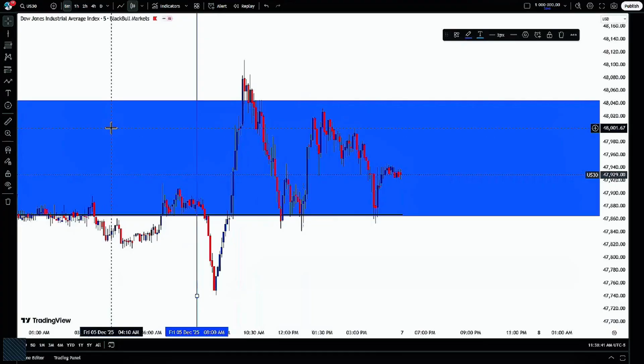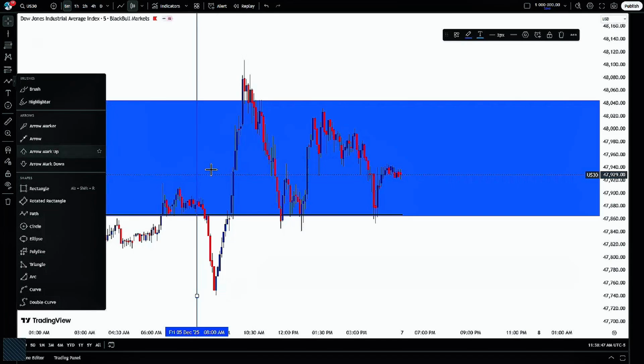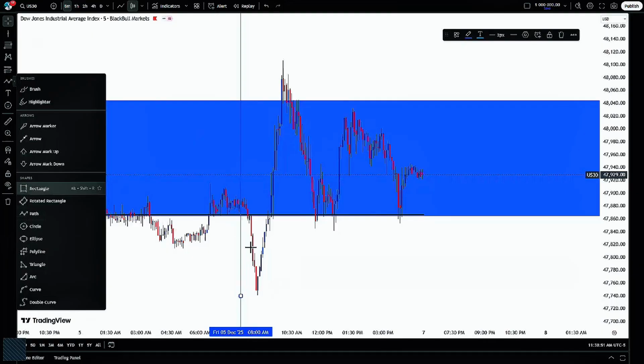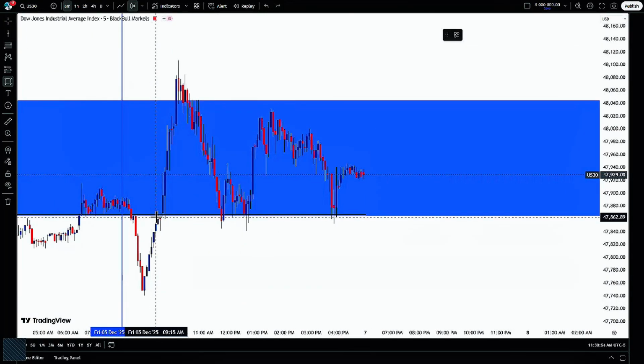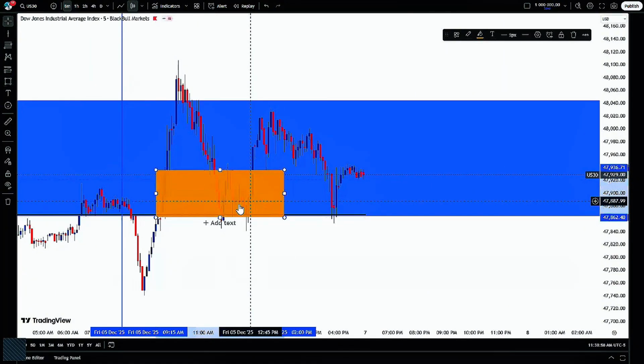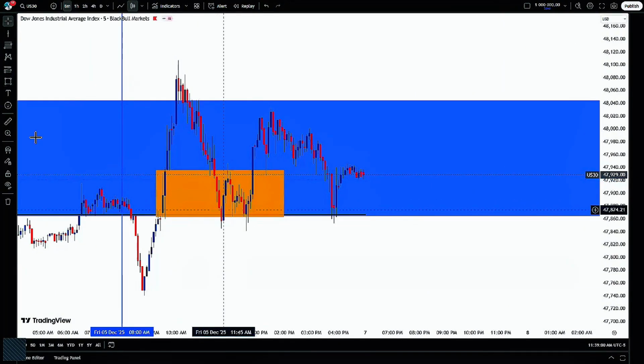And let us look at our secret sauce zone. So this now is the real gem that I'm giving you now. So to get our secret sauce zone now, we have an orange rectangle, and we see right here the secret sauce zone is right here, and we see price came and tapped back into it.